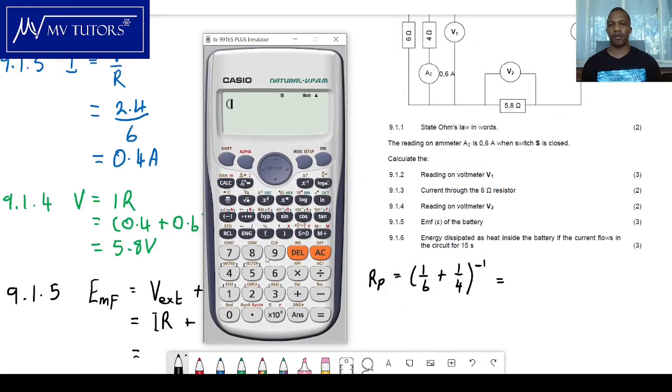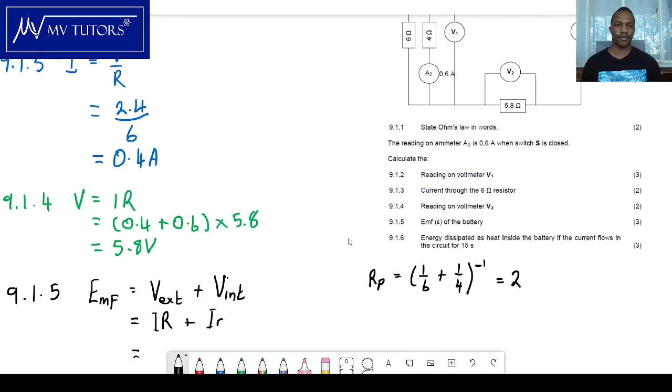So I said open bracket, it's 1 divided by 6 plus 1 divided by 4, close that bracket, to the power -1, and that's equal to 2.4. See, you get 2.4 ohms. That's parallel. But now to get R total, which is the big R, we must say R parallel plus R series, the one that's in series, which is this one. R parallel is 2.4 plus R series is 5.8.